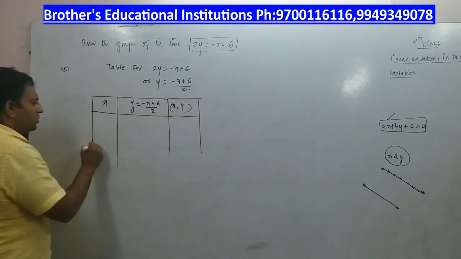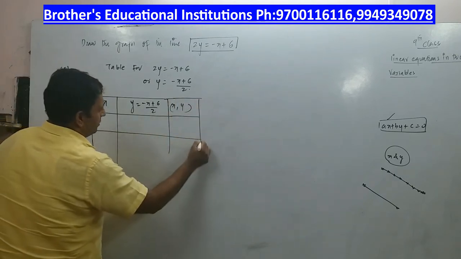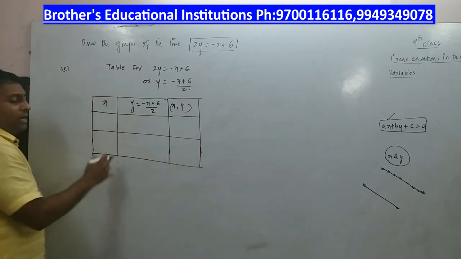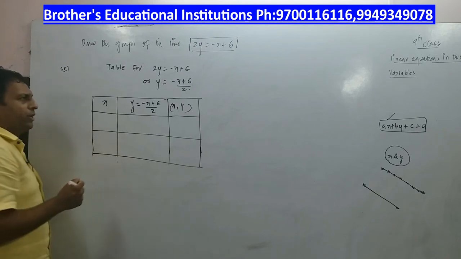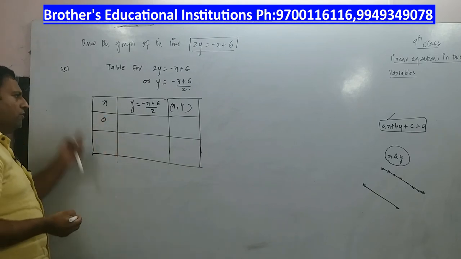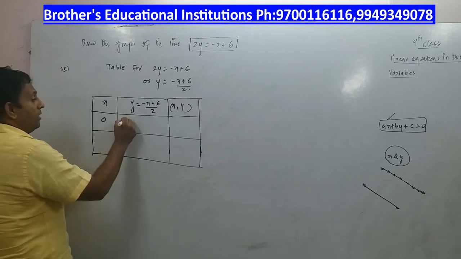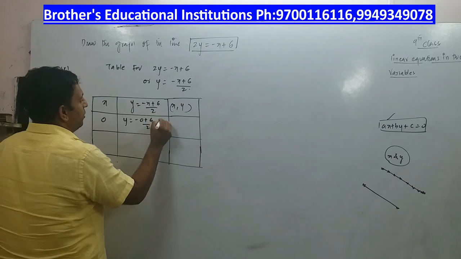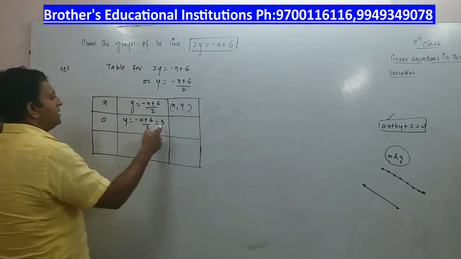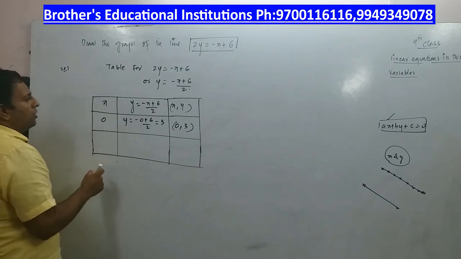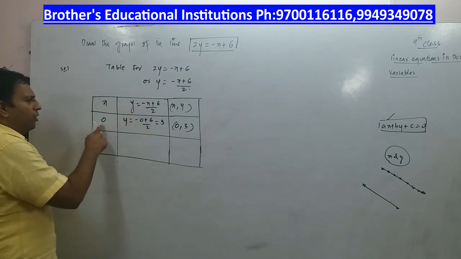Now I am going to take any 2 values. 2 values is more than enough. If you are interested, you can take another 2 values also. But here I am going to take randomly x is equal to 0. For x is equal to 0, what is the value of y? y is equal to minus 0 plus 6 by 2. 6 by 2 is equal to what? 3. So what is the answer? 0 comma 3.